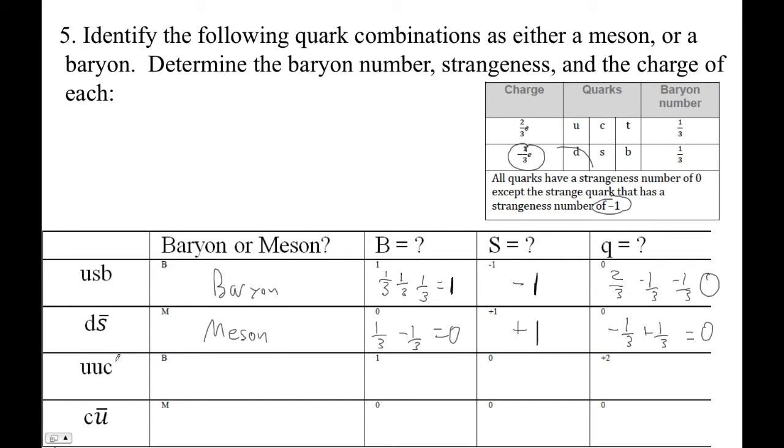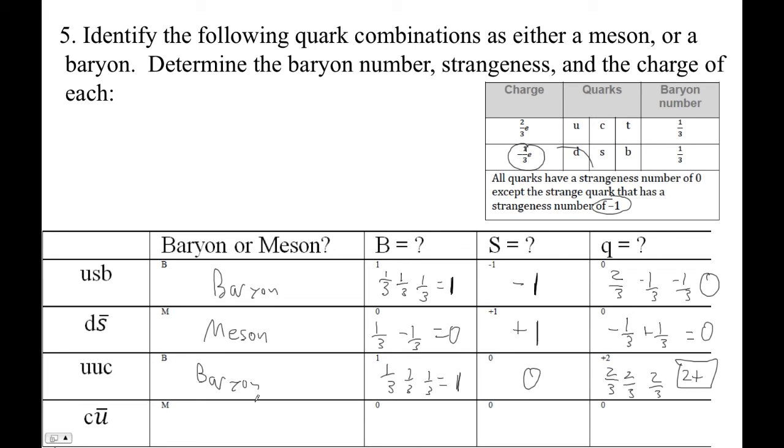All right. Let's see, U U C. We got 3 quarks, so this is going to be 1/3, 1/3, 1/3, right? None of them are antimatter quarks, so that adds up to 1. So therefore, it's a baryon. Strangeness. None of these are strange. Only the strange quark is strange, so no strangeness there, right? And then what is the charge? Well, U is 2/3. And another U is another 2/3, right? And then C is 2/3, right? So this guy is 2+, right?